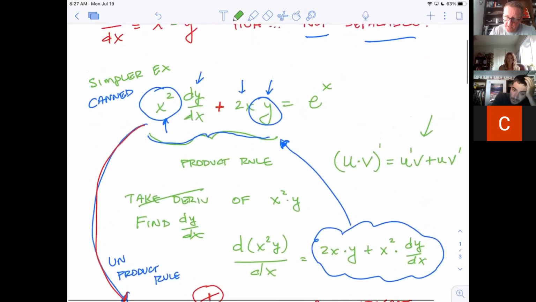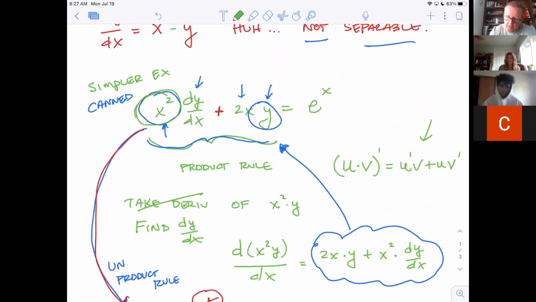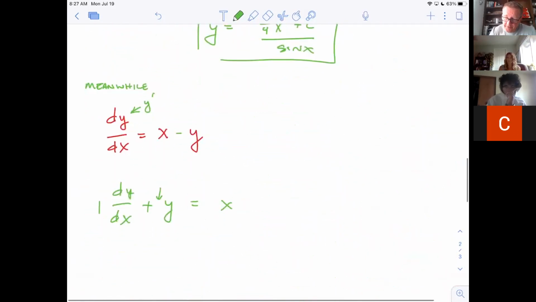Whatever was sitting here, its derivative had to be sitting there, right? Whatever was sitting here, x squared, its derivative had to be sitting there, 2x. Is that true for us? No, because this would need to be a 0. The derivative of 1 is 0, so this doesn't work, but it does work. We just have to screw around a little bit.